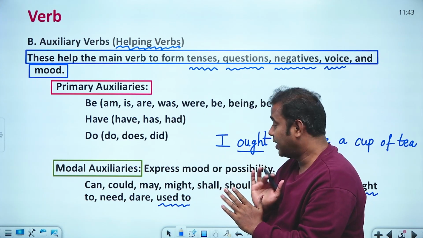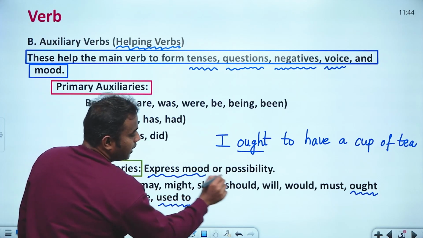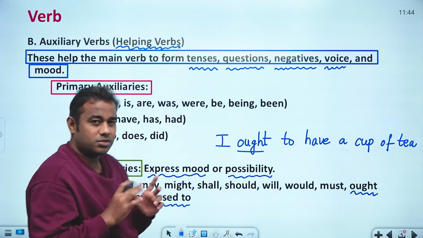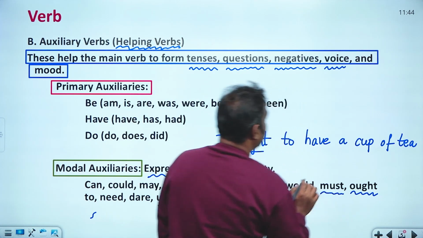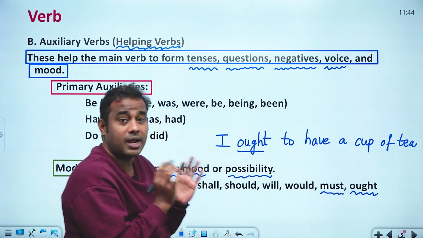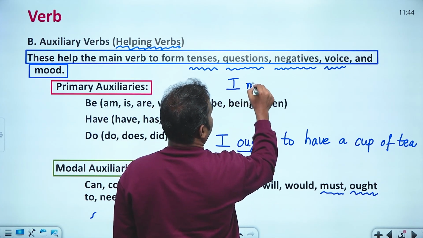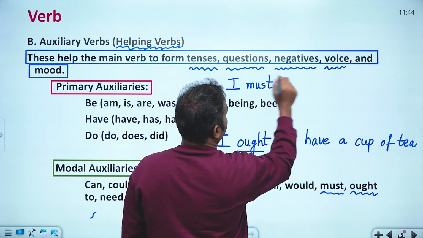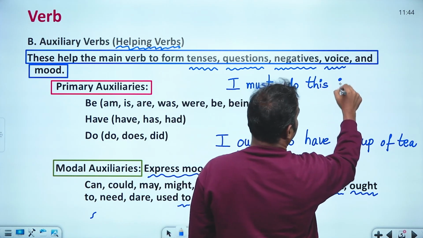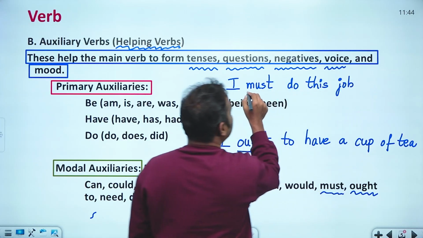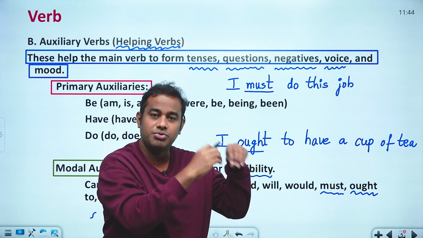So for modals, this is the main difference between primary auxiliaries and modal auxiliaries. The modal auxiliaries are used to express mood or possibility. For example, whenever you use must in a sentence, it means you have to do it compulsorily, 100%. There is no other way. I must do this job. It means you don't have any other option. When you say I must do this job, you have to compulsorily do this job.